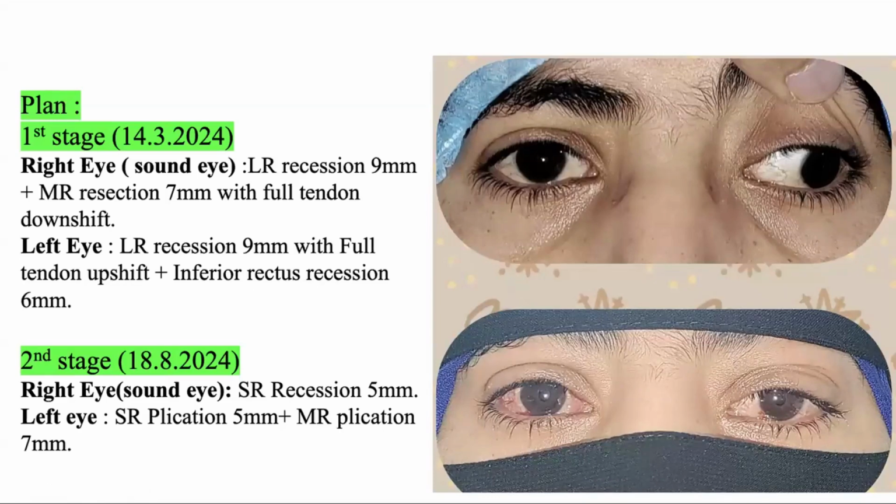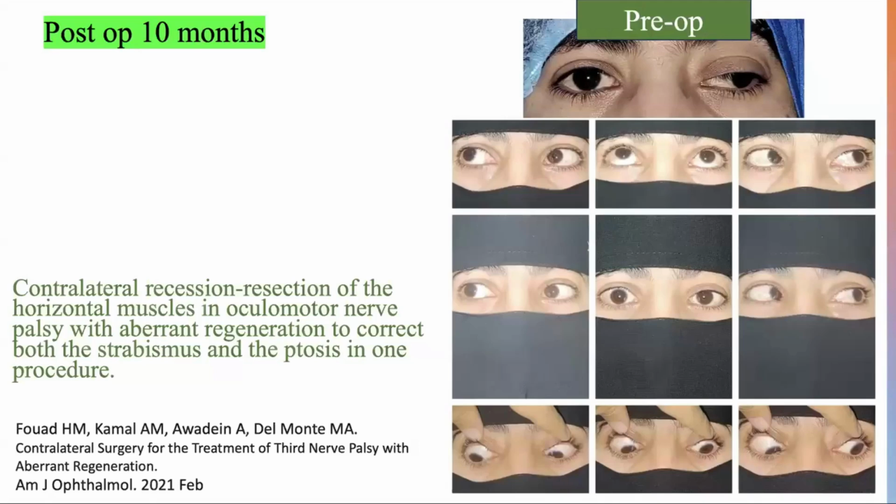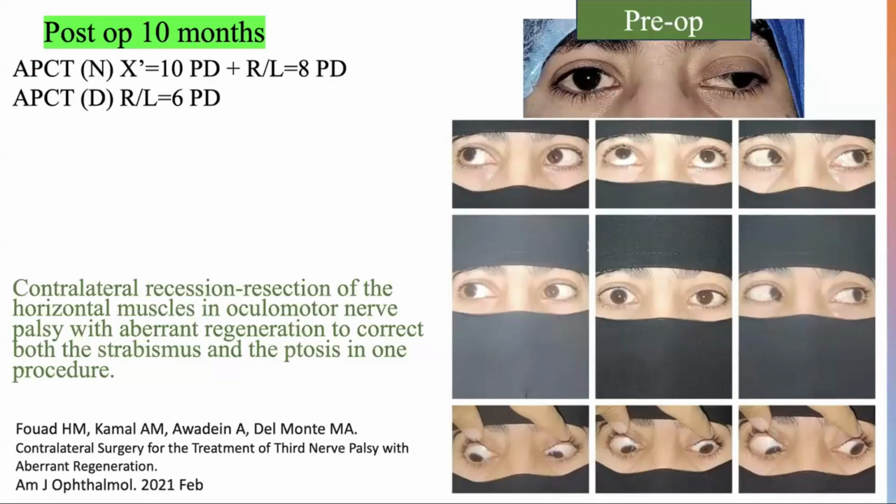After 5 months of the first surgery, I did a second stage surgery to correct the residual hypotropia and exotropia. So I did right eye superior rectus recession of 5 millimeter and left eye medial rectus plication and superior rectus plication. So as you can see, we worked on almost 7 recti muscles in the two stages to get proper alignment. Post-op 10 months, the patient now is exophoric, only 10 prism diopter at near, and small left hypotropia, 8 prism diopter and 6 prism diopter.